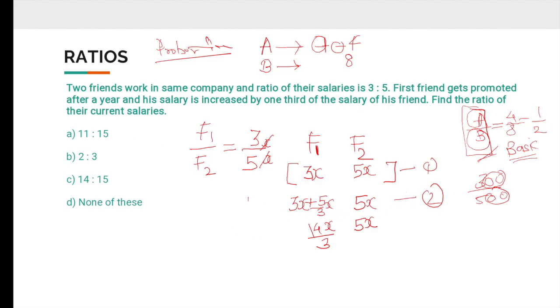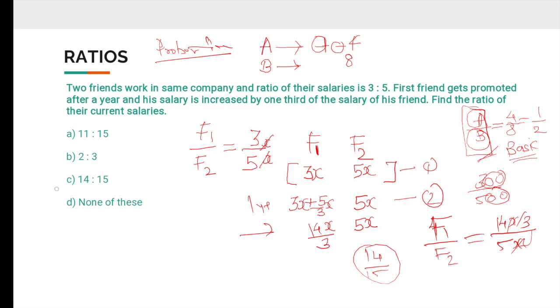This is after 1 year, so the current ratio would be the salary of friend 1 divided by friend 2. The salary of friend 1 is 14x by 3 divided by 5x. x got cancelled out, and 3 will come down, so it will be 14/15. Very simple. This is the answer. So this is only the basic funda. We should know what the proportion value is, and from this we are going to solve the problem.